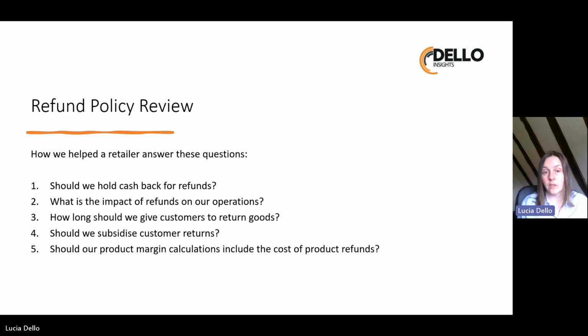How long should they give the customers to return the goods? Should they subsidise the customer refunds? And should the product margin calculations include the costs of product refunds? I'm going to now go onto the dashboard software and show you what we did to actually answer those questions and give them that view.